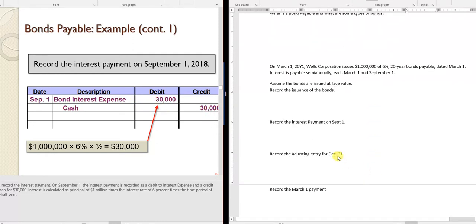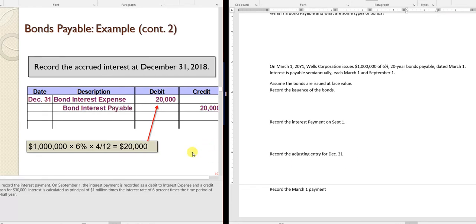On December 31st, I have paid it on September 1st. So I have September, October, November, and December that I need to adjust for. So remember, the next payment is $30,000. But as of December 31st, only 4 months have gone by. So I'm going to debit interest expense for 4/12 or 4/6 of that. You'll get the same number. So we did $30,000 times 4/6, which is 2/3, which is $20,000. Either way, you're going to get the same $20,000. So bond interest expense for $20,000, but I'm not going to pay it yet, so I credit bond interest payable.